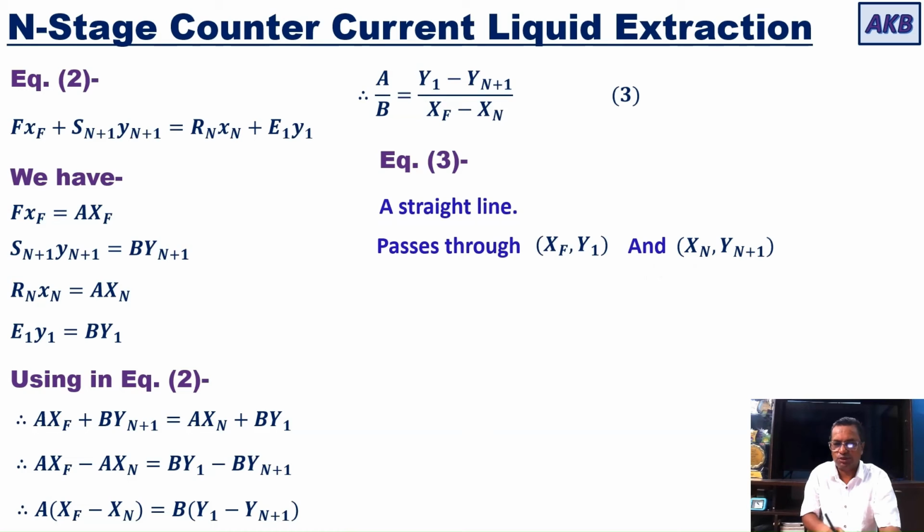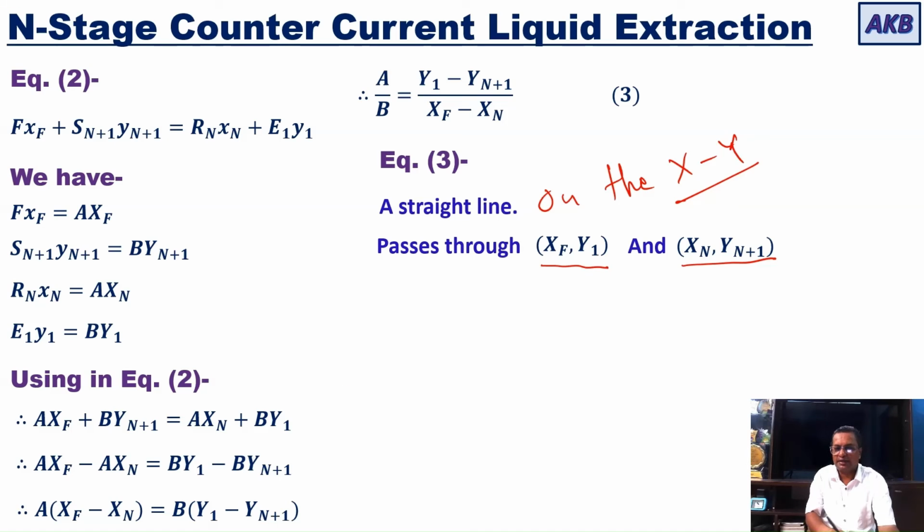So, actually, it is a straight line on the XY plot where you are plotting X against capital Y, which are in equilibrium with each other. So, on that plot, equation number 3 will be a straight line, and that will be having one end with the coordinates xf, y1, and the other end will be having the coordinates of xn, yn plus 1.